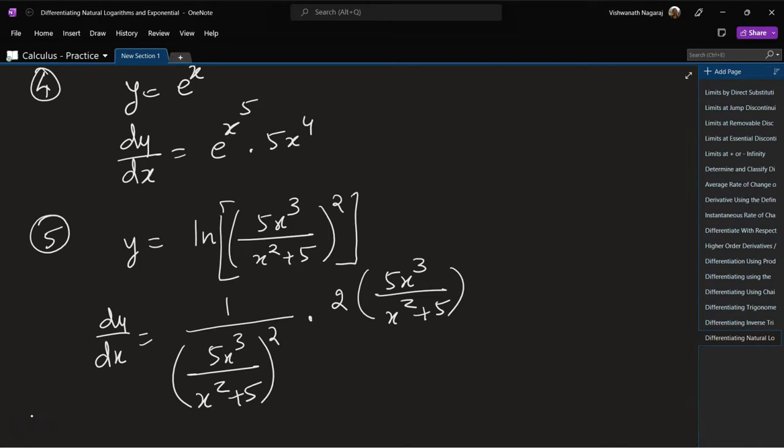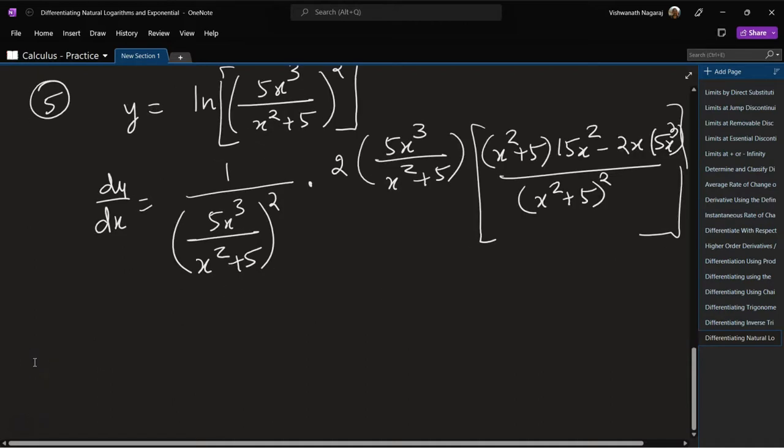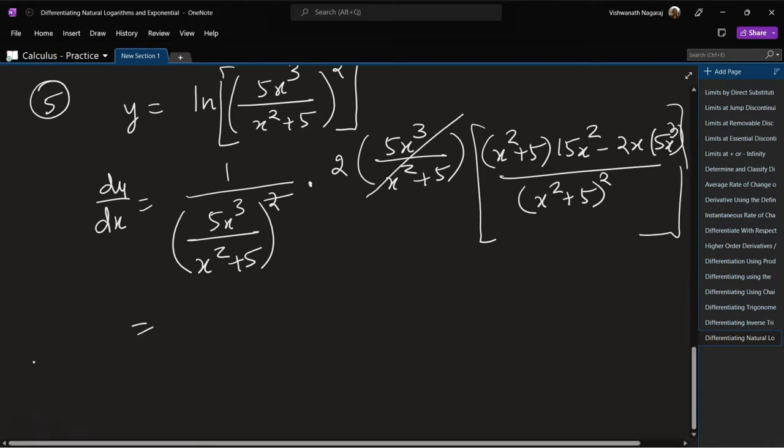And now we have to take care of what is there in the inner brackets. So that would be, we have to apply the quotient rule. So x squared plus 5 as it is, times 15x squared, minus 2x times 5x cubed, divided by (x squared plus 5) squared. Okay. Now here's the thing. Here we have the same item squared. Here we have the same item. So this and this cancels out.